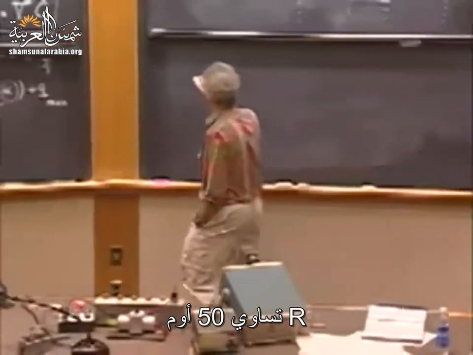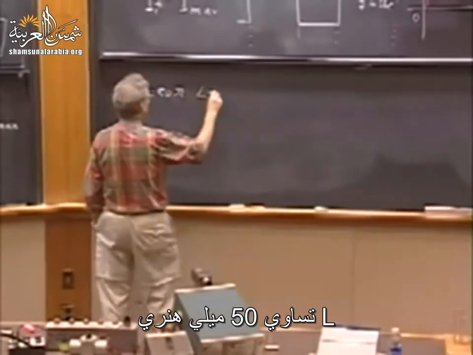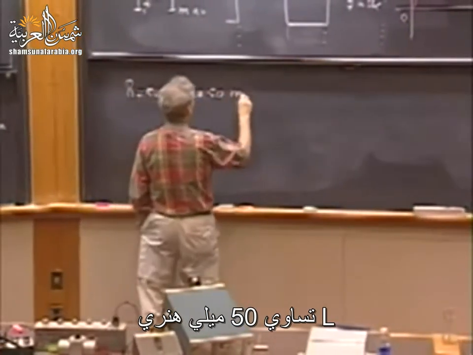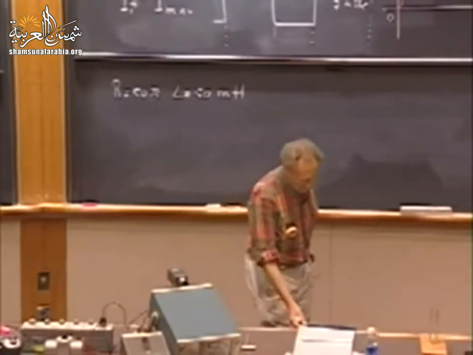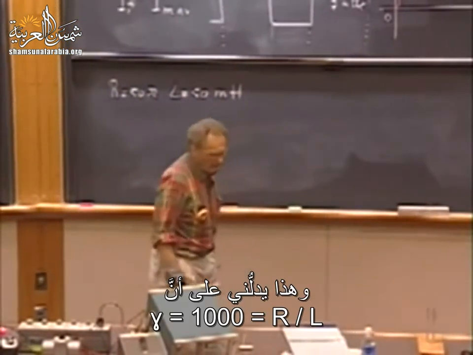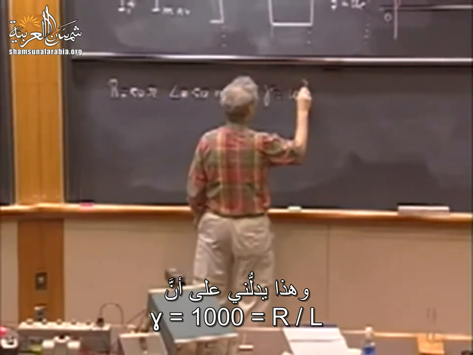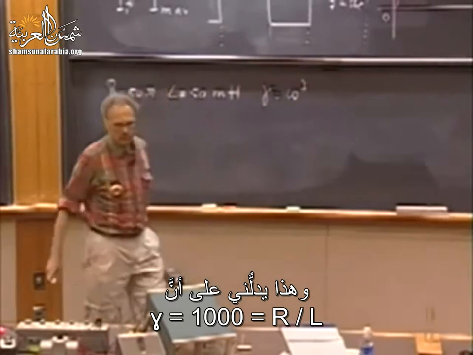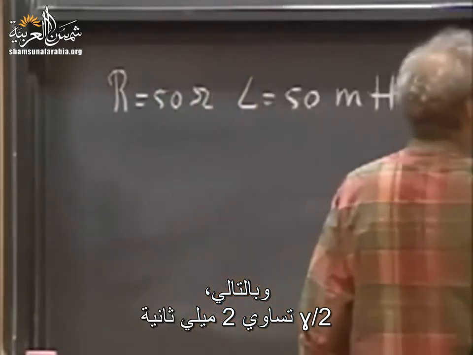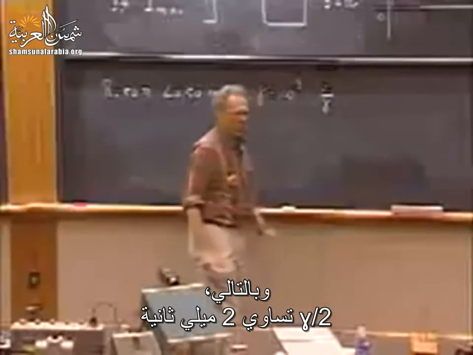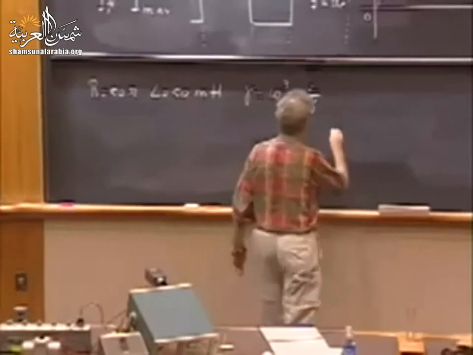The R is going to be 50 ohms. The L is going to be 50 millihenries, 10 to the minus 3. So that tells me that gamma, which is R over L, is 1,000. That tells me that 2 divided by gamma, which is the 1 over E decay time, is then 2 milliseconds.